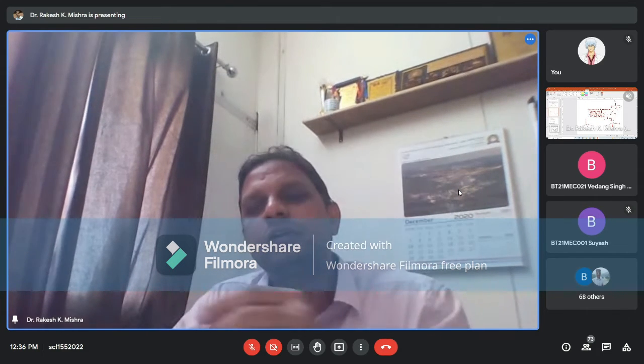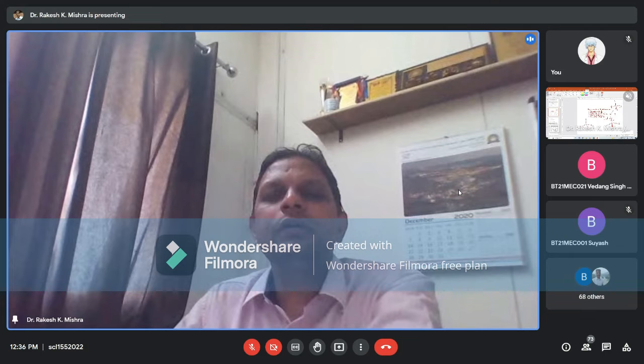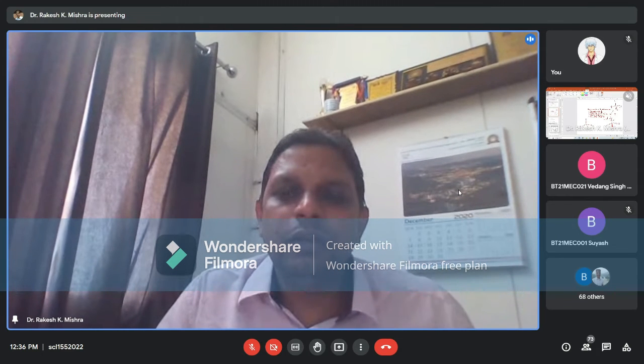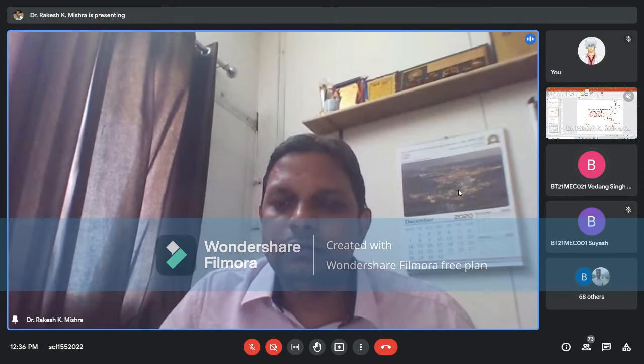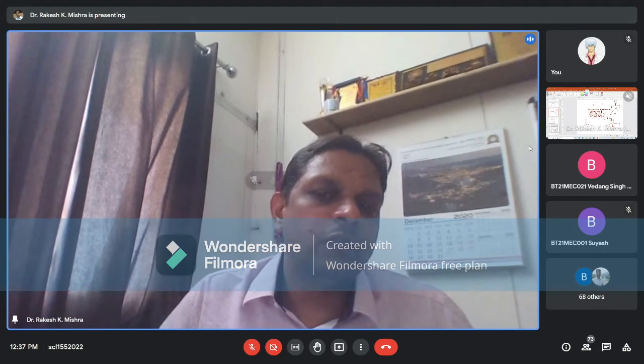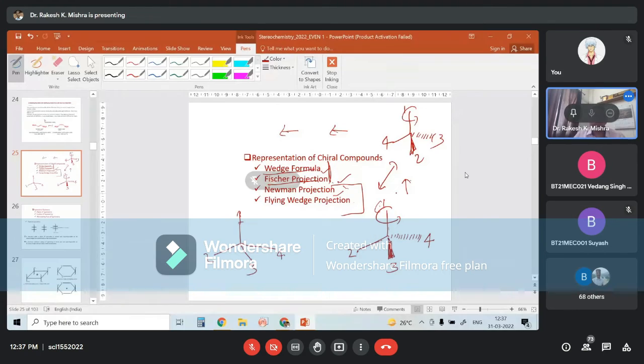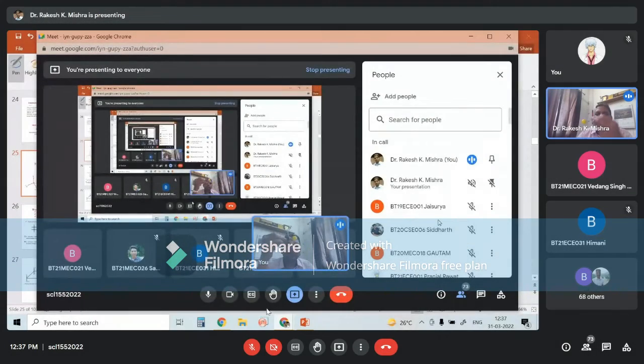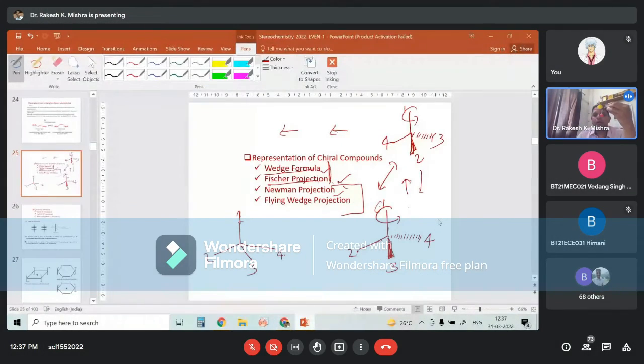That's what I was talking about. You are representing the same compound in a different way. Further you can rotate this one and you will get another one. Further you can rotate, you will get another one. If you are holding this axis, you can get another one. So all the compounds remain the same. That's why I am saying these are all homomers. Okay, this was the flying wedge representation. I was talking about how to represent in this way.